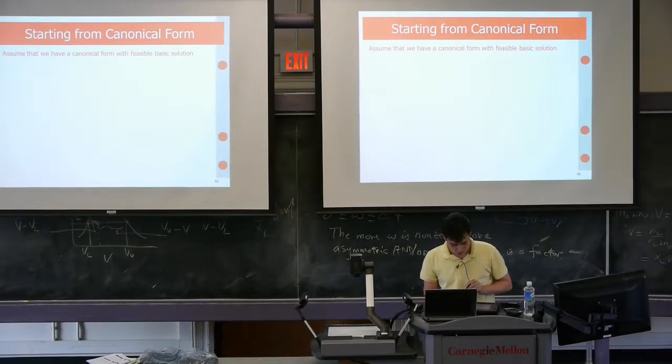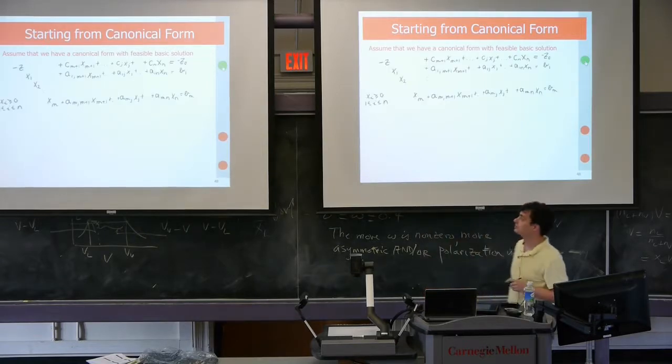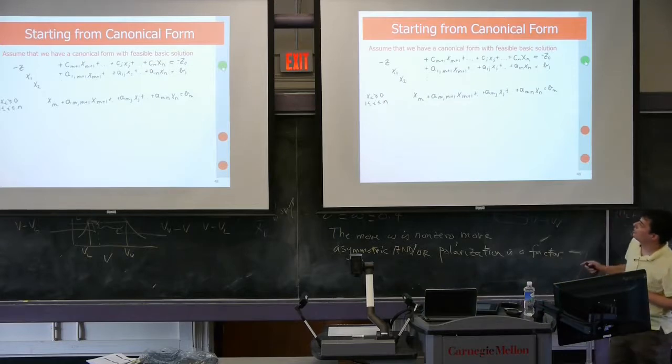Okay, so assume we have this canonical form with the basic solution. So it looks like this. Right? So we have the cost function minus z, c_{n+1} x_{n+1} plus, and so on, c_n times x_n, and this is minus z0.